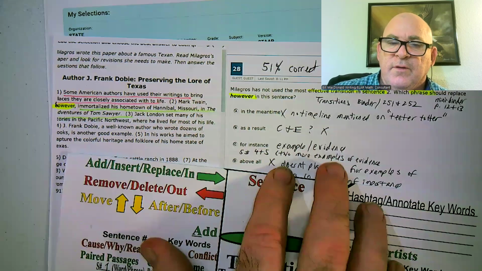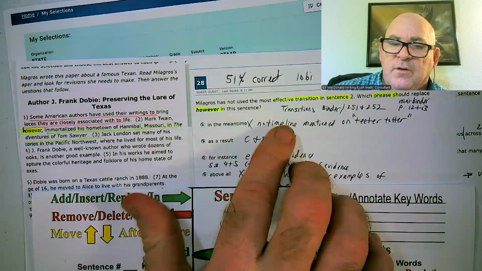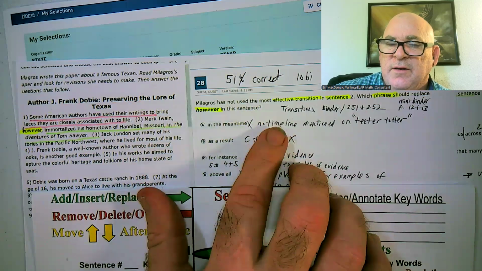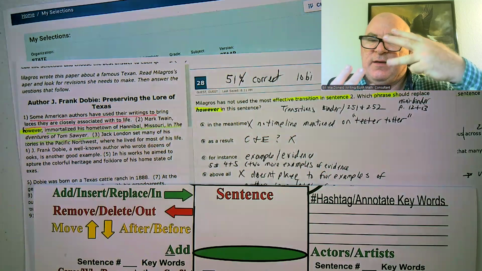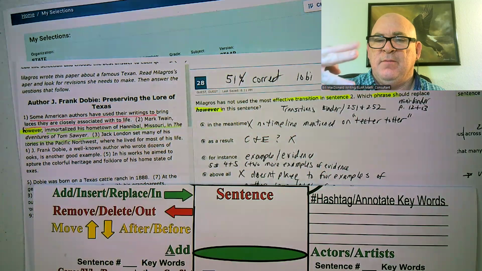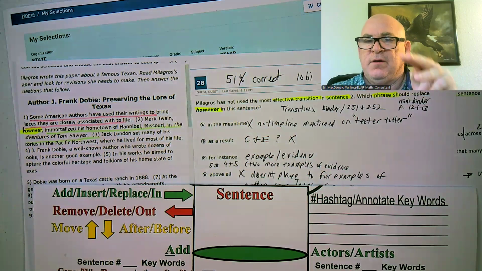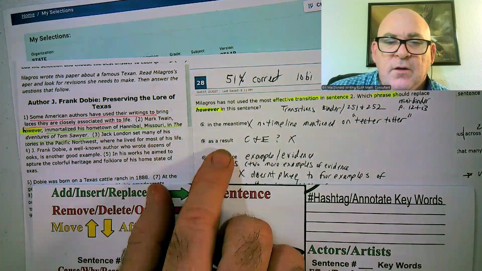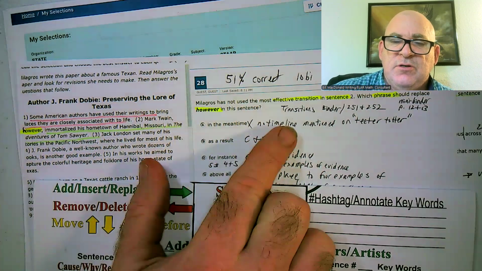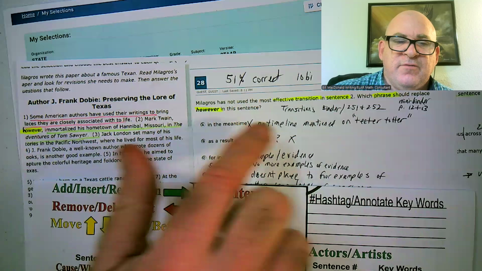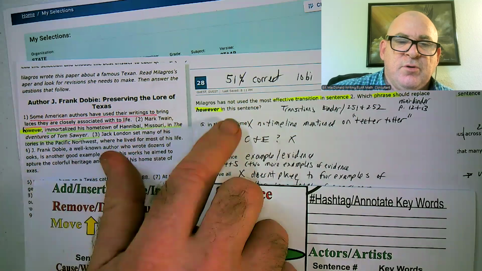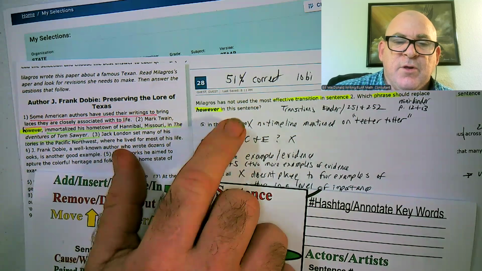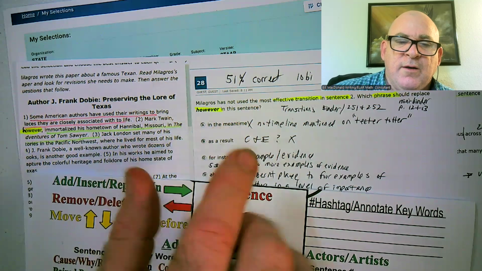Okay, so if we try, in the meantime, we're going to eliminate it, because it doesn't belong there. In the meantime, there's no timeline mentioned in the teeter-totter of sentence 1 and sentence 2. So it wouldn't make sense to put that phrase in the meantime or a similar one, meanwhile.